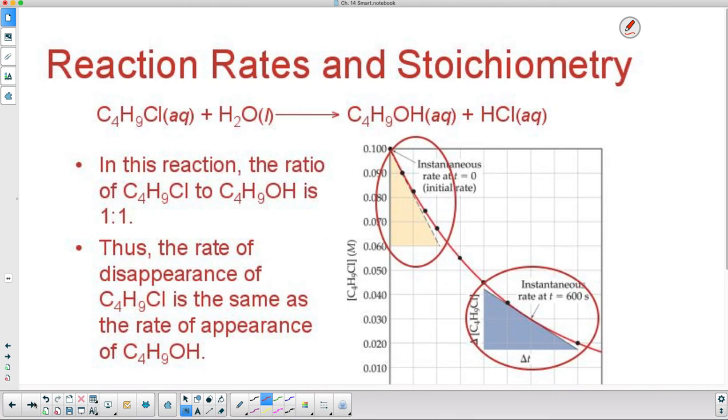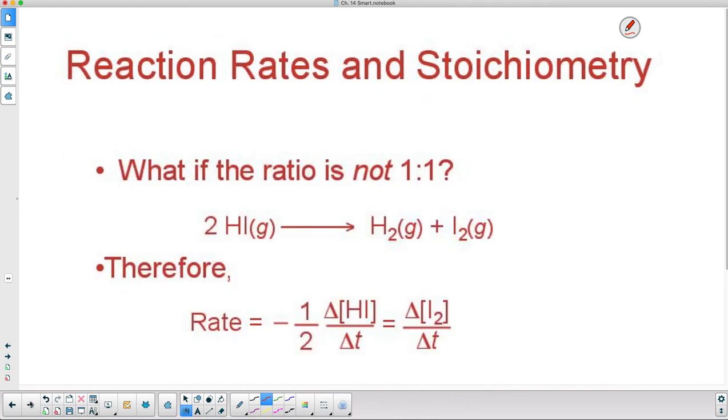Okay, in this reaction, the ratio of butyl chloride and butanol is 1:1. So that means that as we're decreasing the amount of butyl chloride, we are increasing the amount of butanol at exactly the same rate, because it's a 1:1 ratio, because there are no coefficients in front of C4H9Cl and C4H9OH.